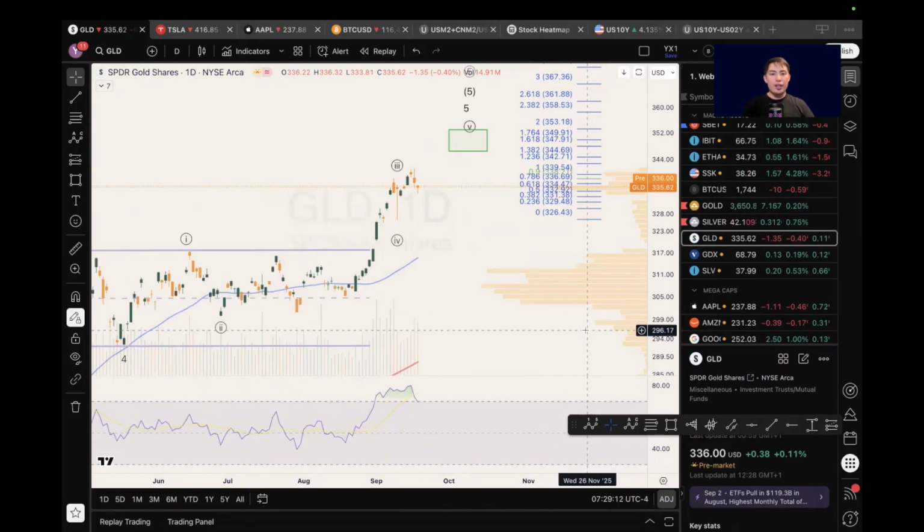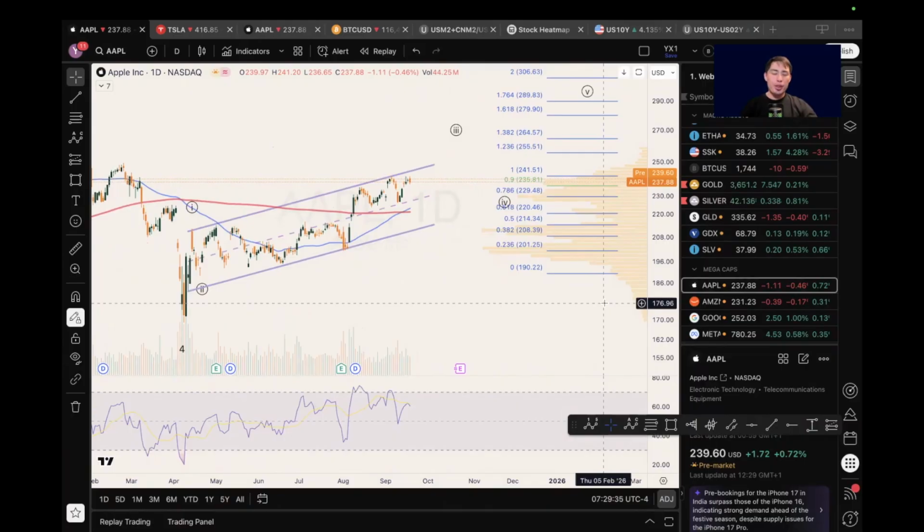Gold, I think the uptrend is still very clear. Momentum has dropped slightly, and there is a lot of volume building here, but this looks to me like a bull flag, and I think we can get to 350 in this final wave 5.